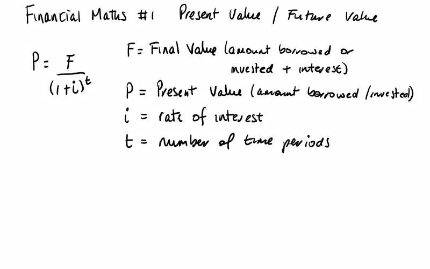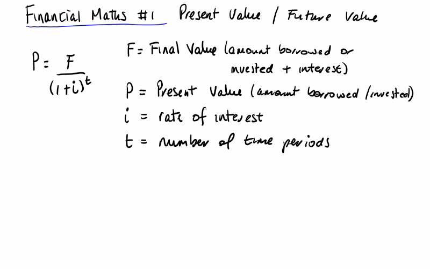In Financial Maths 1, we're going to look at present value and future value. Now, this formula is given to you in the tables. Present value is equal to future value, or final value, divided by 1 plus i to the power of t, where i is the rate of interest and t is the number of time periods.